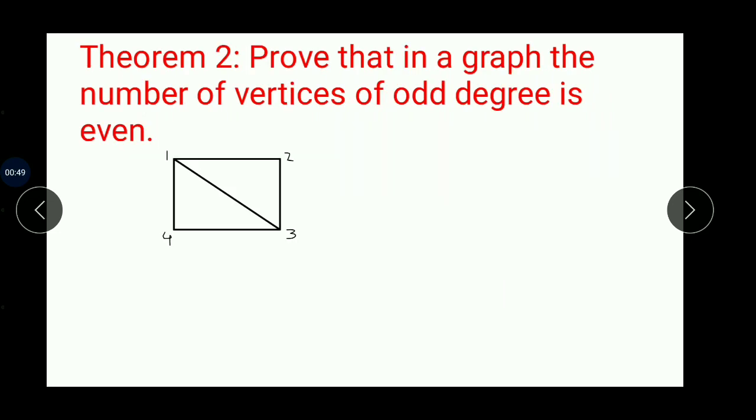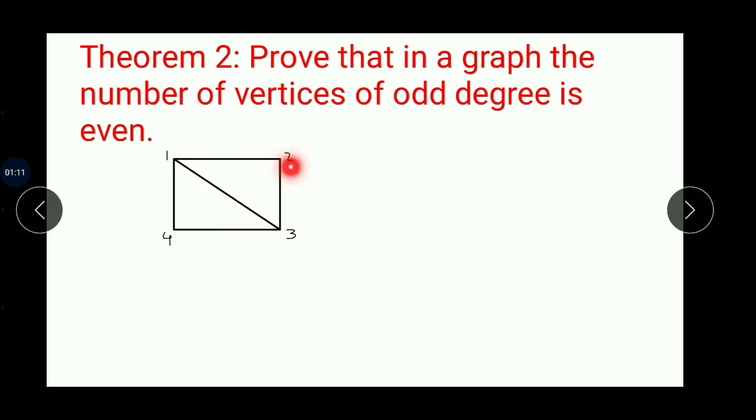The second theorem is: prove that in a graph the number of vertices of odd degree is even. So if you consider any graph, then the total number of vertices of odd degree is always even. If you see in this graph, the degree of vertex 1 is 3. The degree of vertex 2 is also 3.